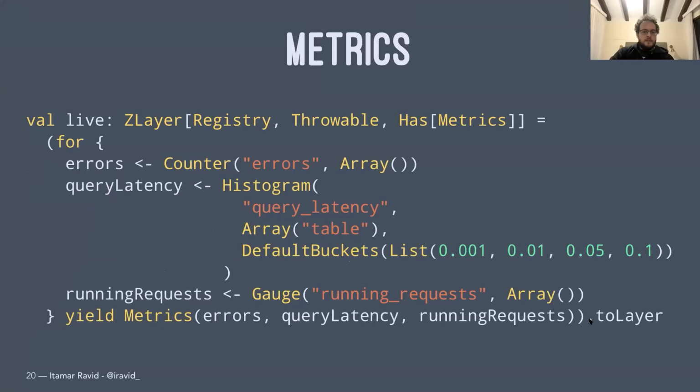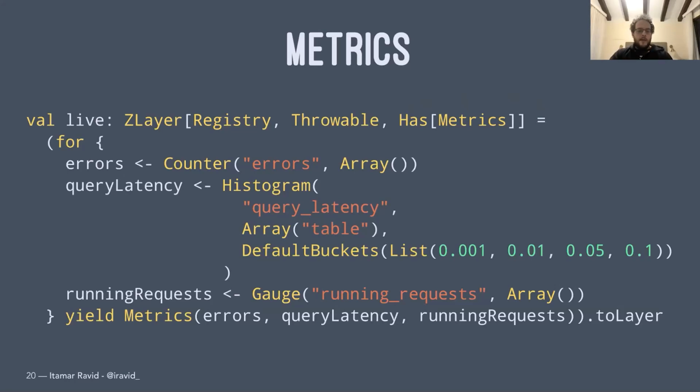And then we convert this ZIO to a layer to make its injection easier to other parts of the application, because you'll see in a moment that we are going to request access to this metrics object instance through the ZIO environment. And whenever we're requesting things through the ZIO environment, it's usually easiest to then provide them to the rest of our application using layers.